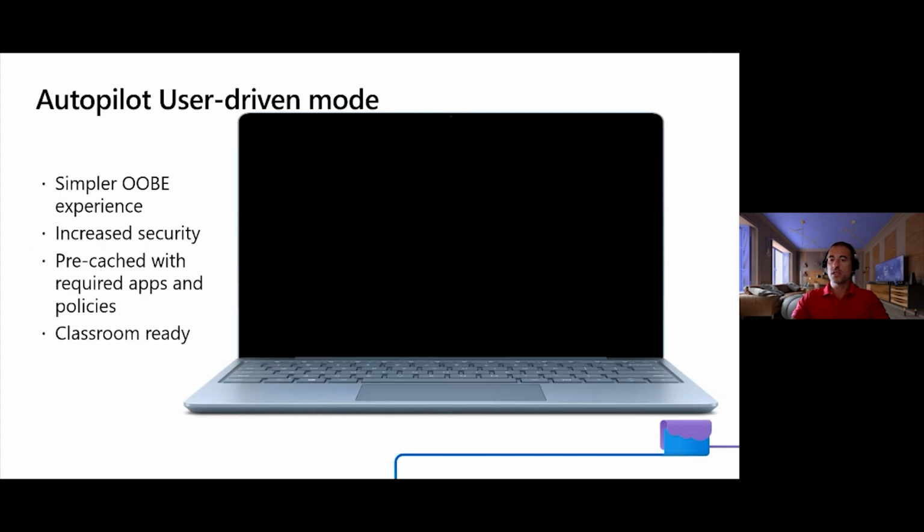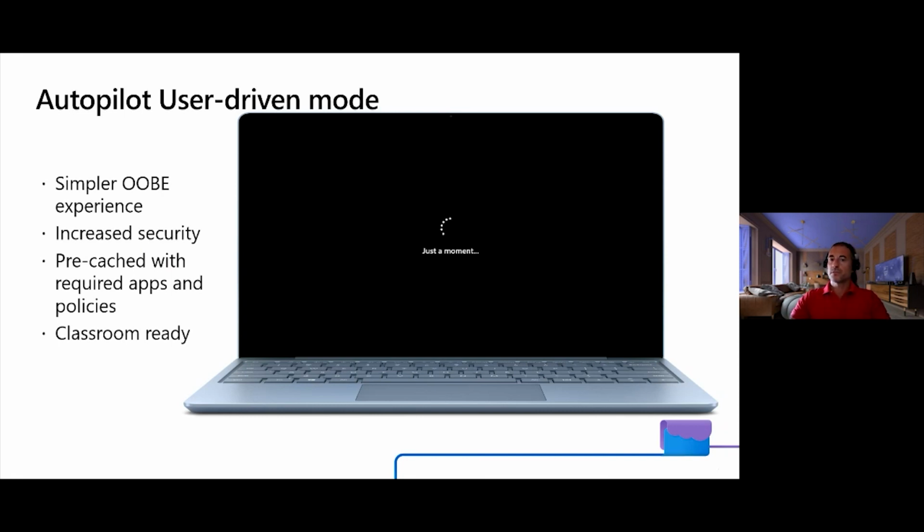Of course, as I said, there is a difference because in the case of Autopilot pre-provisioning, all the apps and all the policies have been pre-cached, while for the user-driven mode, everything has to be downloaded and installed once the user turns on the device and types his own credentials.